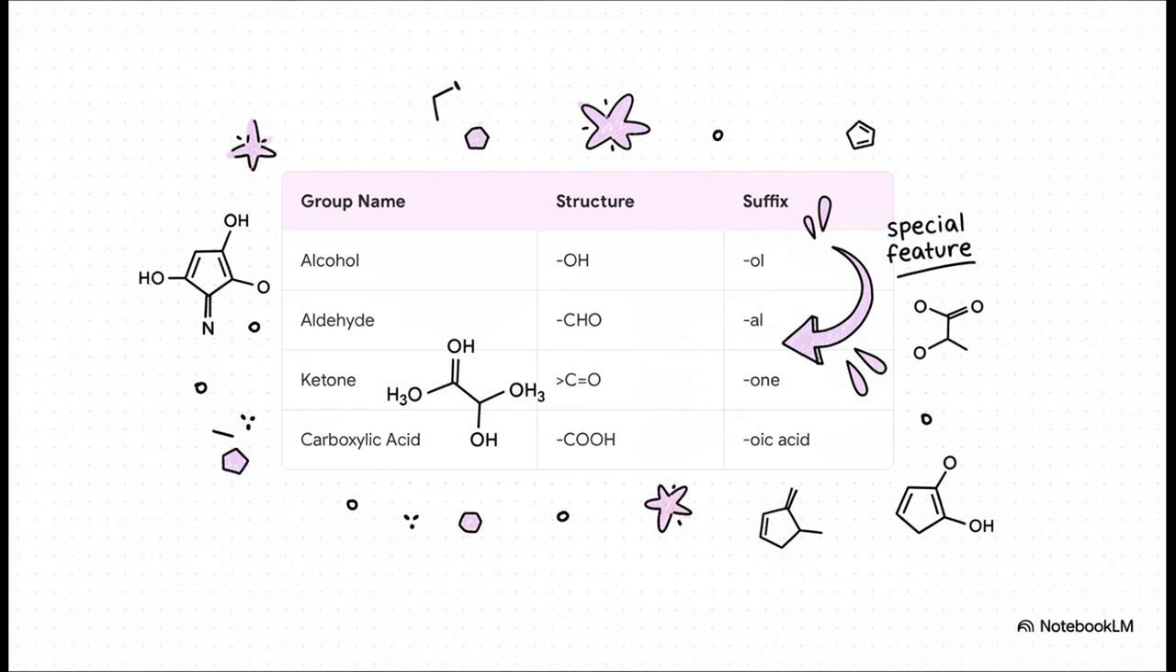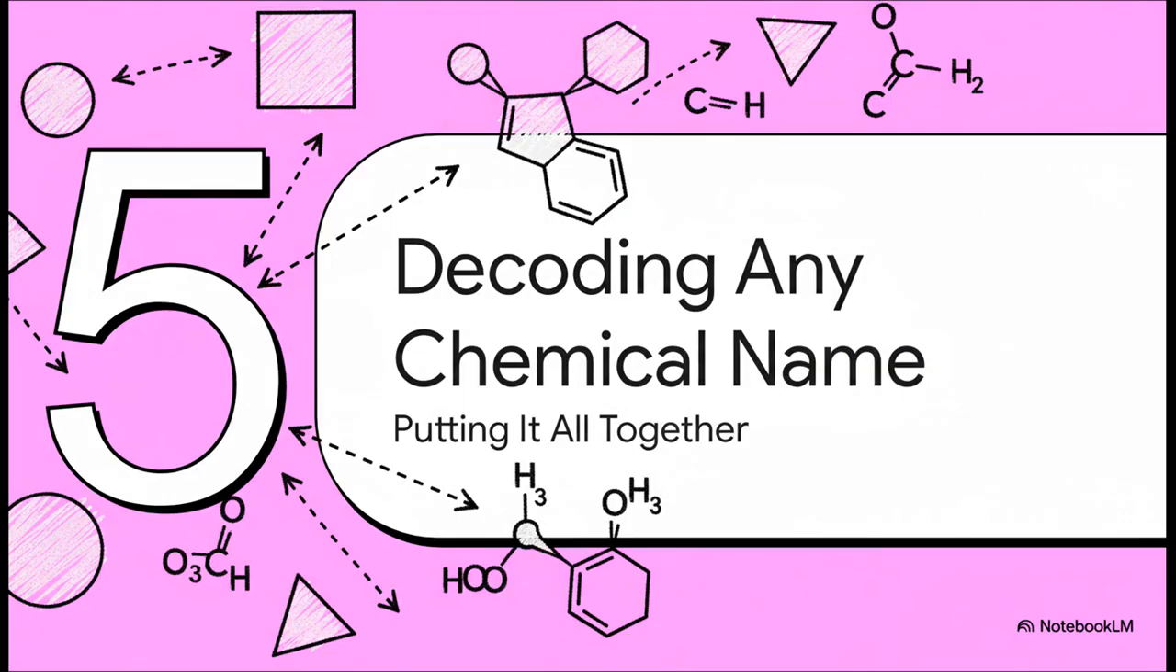And finally, the last piece we add is the molecule's most important feature, which we identify with the secondary suffix. These are called functional groups, and they really give a chemical its personality. For instance, as you can see here, an OH group makes it an alcohol, and we use the suffix -ol. A carbon double bonded to an oxygen gives us a ketone, so we use the suffix -one. This is the grand finale of the name. And that brings us to our last section, putting it all together.